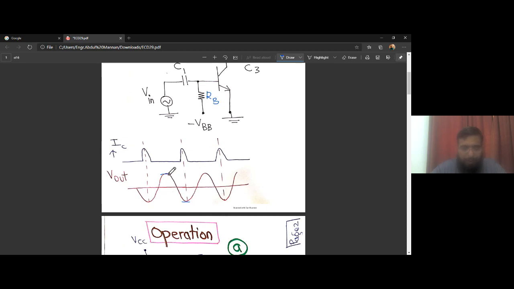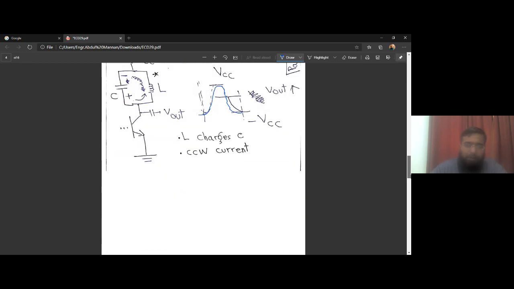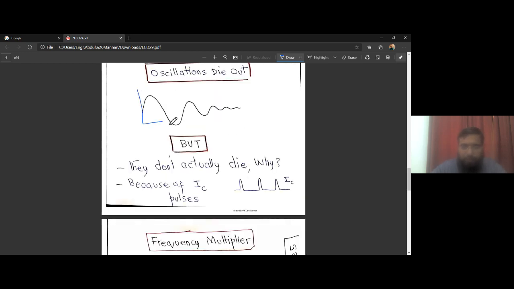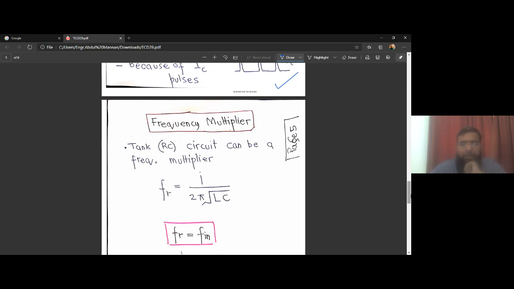Otherwise, the output voltage produced by this tank circuit would die down and become equal to 0 like this. So by virtue of these current pulses, this voltage is maintained at the output, and it doesn't die because of the IC pulses. If these pulses weren't there, it would finally die to 0. So that is one purpose of this tank circuit. There is one other purpose.